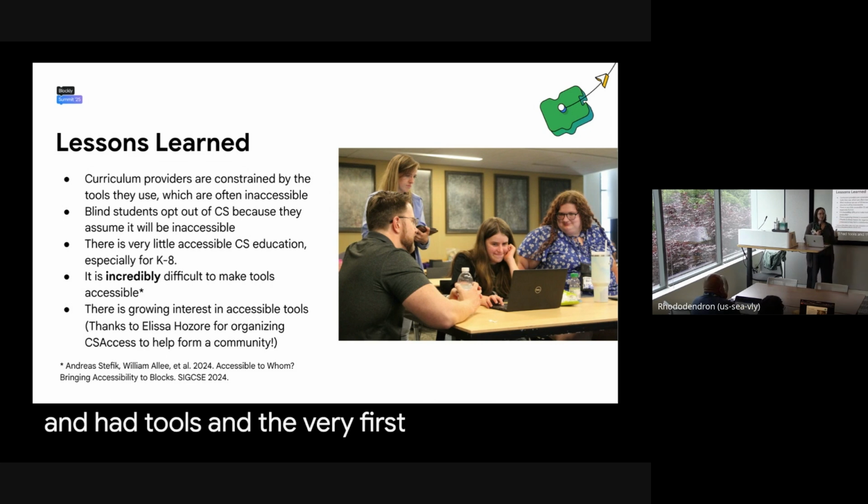And the very first thing we figured out was, well, they could go teach the teachers how to work with students with disabilities, but they were very constrained by the tools that they were using because so many of the tools were inaccessible, and that was not something that was going to be an easy fix. So that's really become this, well, how do we change the tools, right?